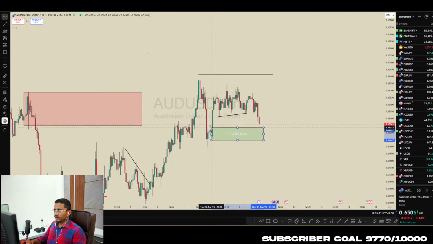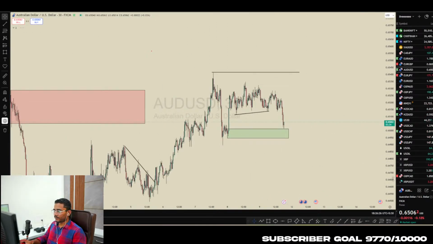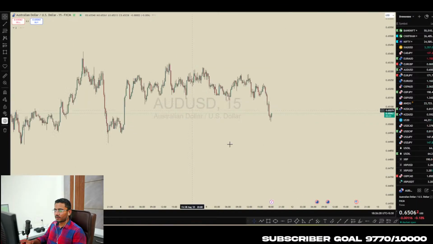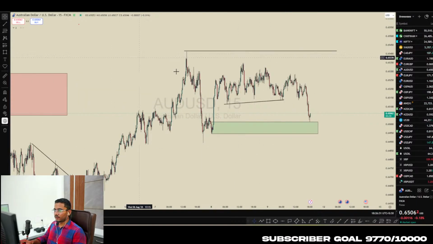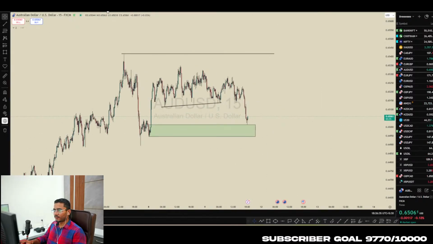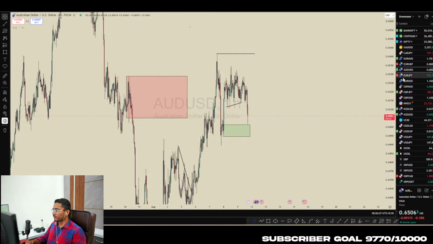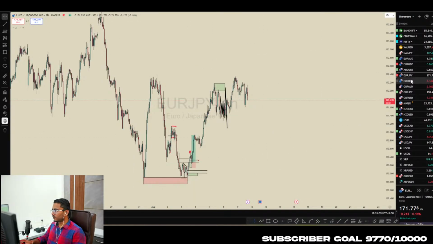On AUD/USD, I marked this order block in the morning on 30 minutes. So here, if DXY continues to the upside, probably this order block will fail. So let's see if this gives us a change of pattern, then only we look for entry. Same on EU.